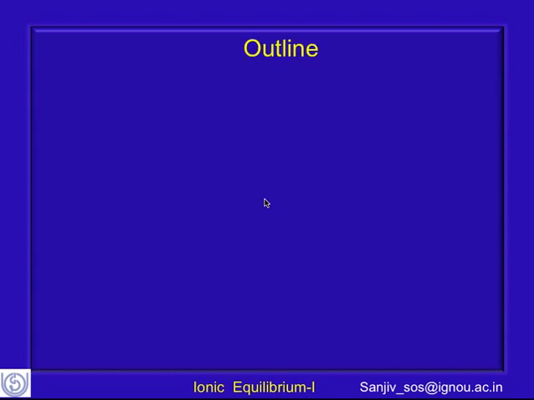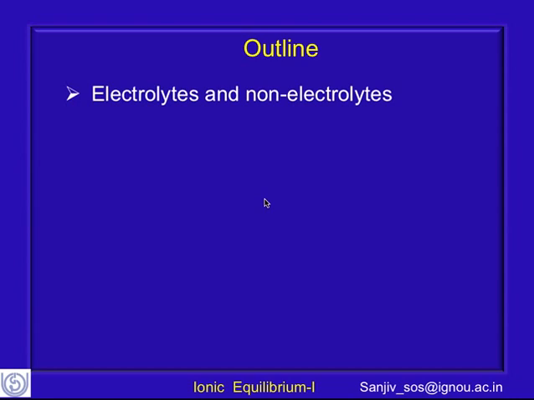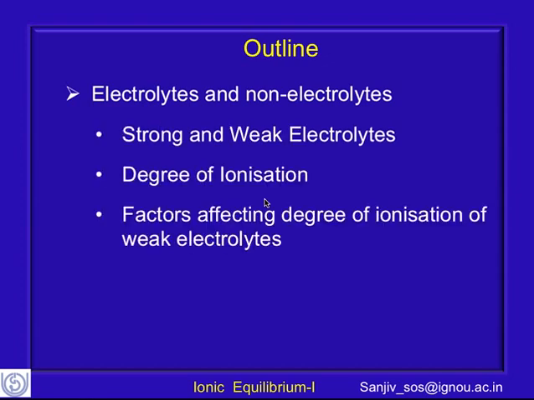To begin with, I'll talk about what are electrolytes and non-electrolytes. And in the context of electrolytes, we will see what we mean by strong electrolytes and what are weak electrolytes. Thereafter, in the context of weak electrolytes, we will talk about what we understand by degree of ionization. Then we will take up different factors which affect the degree of ionization of weak electrolytes.